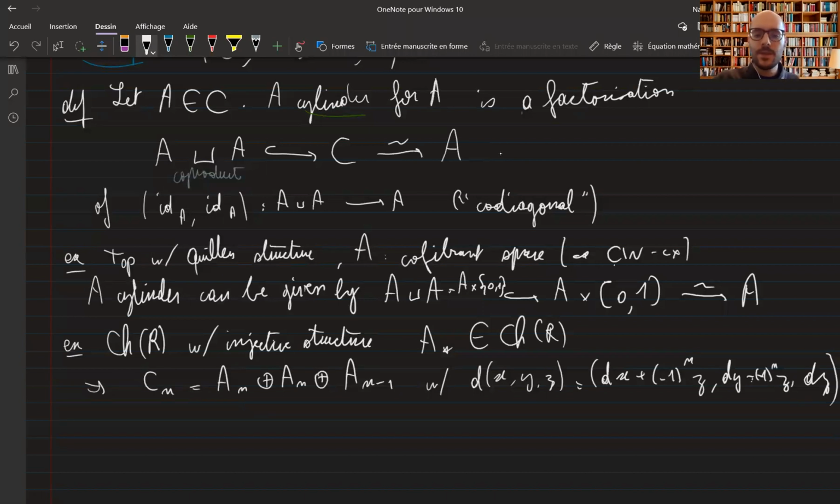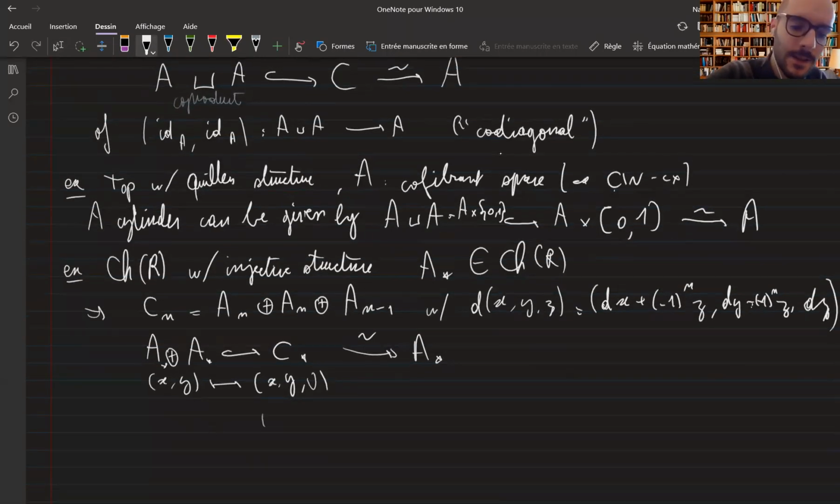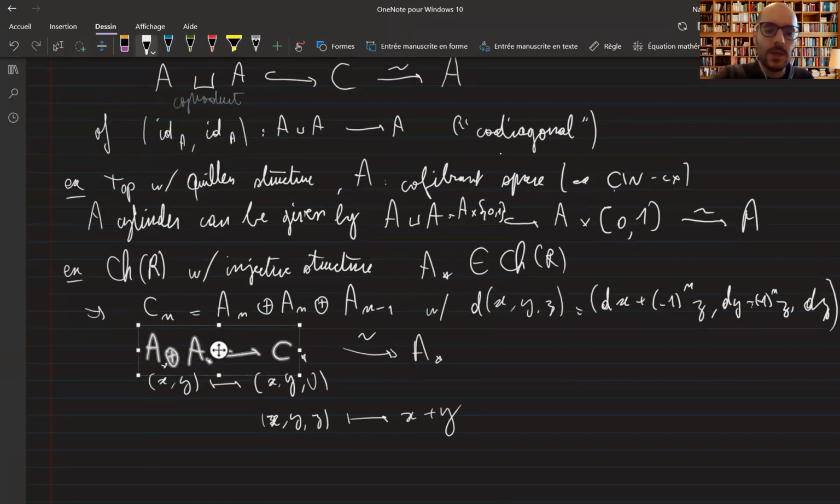All right, then this is a cylinder. Okay, you can embed A plus A into C star like this, and you project by a homotopy equivalence, or more precisely a quasi-isomorphism, down to A by sending X, Y, Z to, I think, simply X plus Y. All right, and you can check that this is a cofibration, which in the injective structure simply means an inclusion. This is obvious. And this is a quasi-isomorphism, all right?